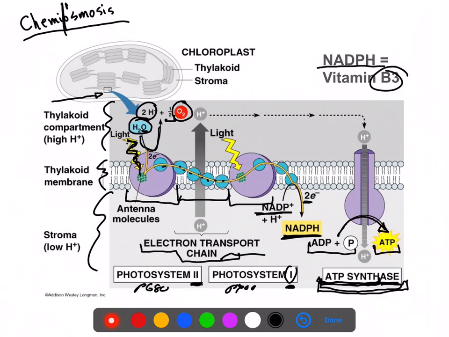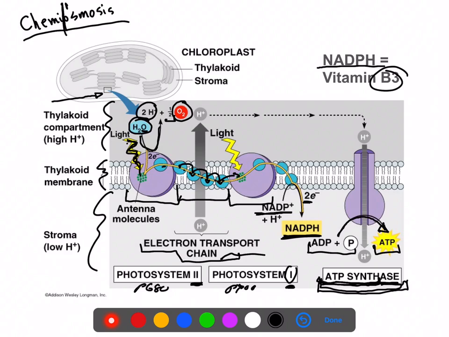In this slide, I want you to understand something called chemiosmosis. You can break the term down to say chemical osmosis. And you know what osmosis is. That's the diffusion of water from high concentration to low through a semi-permeable membrane. So let's see what exactly is chemiosmosis in this diagram.